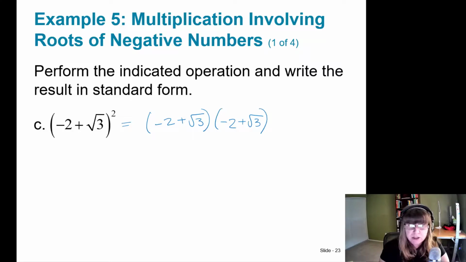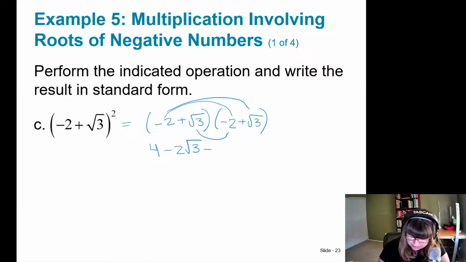Now I'm just going to treat this like normal. Negative 2 times negative 2 is 4. Negative 2 times the square root of 3 is negative 2 square roots of 3. Square root of 3 times negative 2 is negative 2 square roots of 3. And square root of 3 times the square root of 3 is 3. Let's add like terms. 4 plus 3 is 7. A negative 2 square roots of 3 and a negative 2 square roots of 3 is negative 4 square roots of 3.